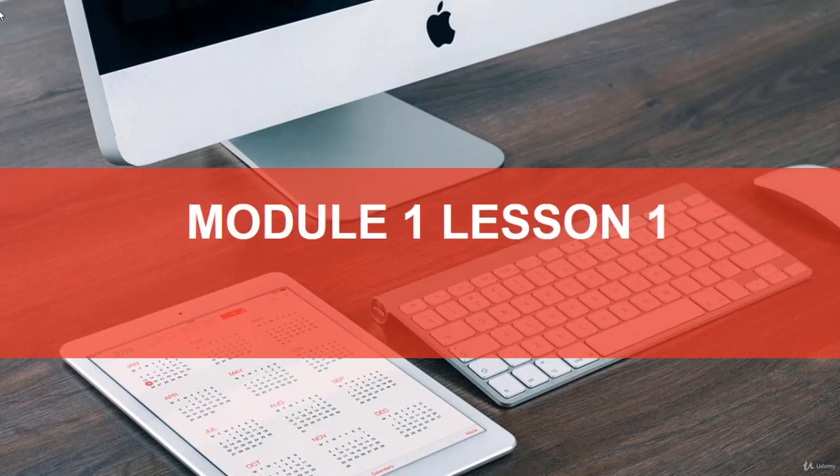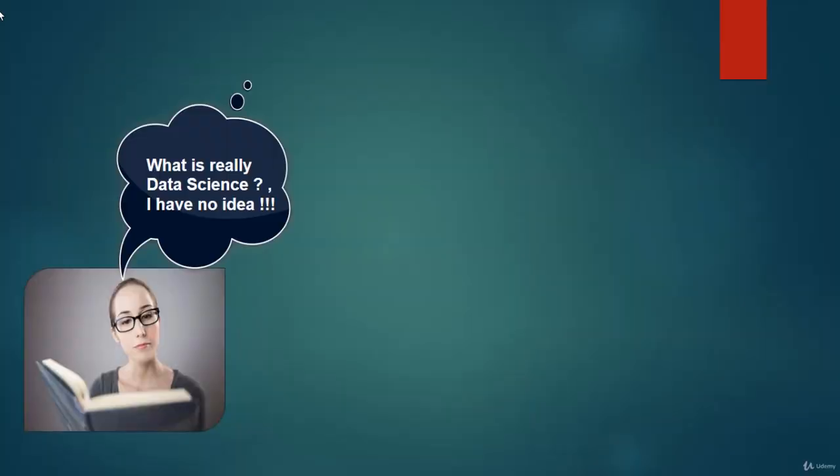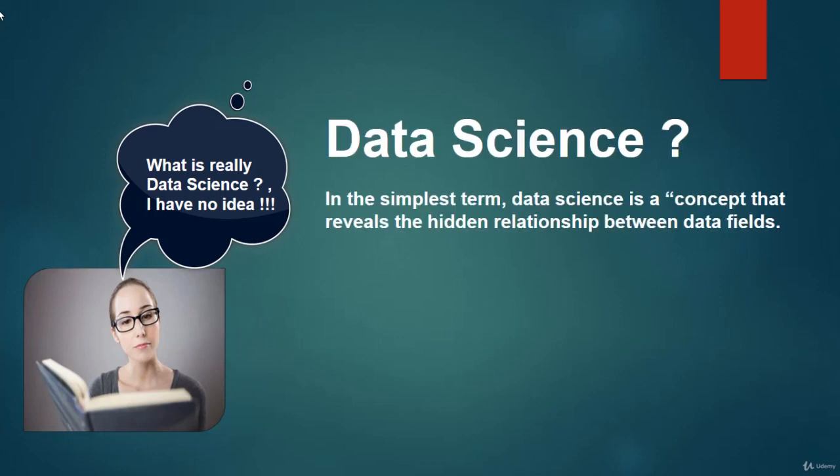Module 1, Lesson 1. What is data science? So, you might be wondering what is really data science. In the simplest terms, data science is simply a concept that reveals the hidden relationship between data fields. And that is why it is called data science, a science which focuses on studying data.